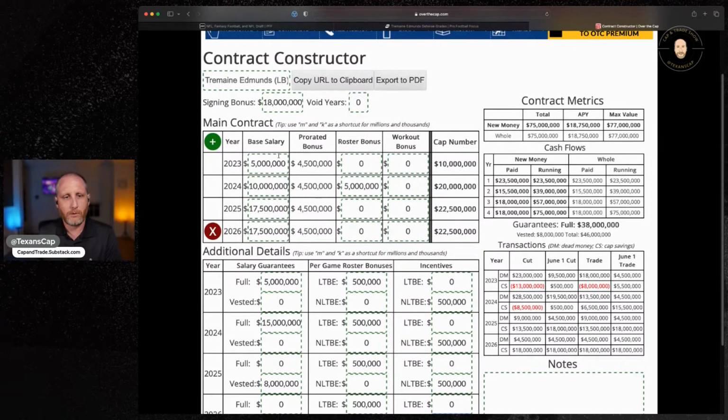2 years of full guaranteed salary with that early roster bonus. So he's getting 23.5 million the first year, 39 million in the second year total. But he's going to have 28.5 within 12 months of signing. 57 million through the third year, 75 through the last year.